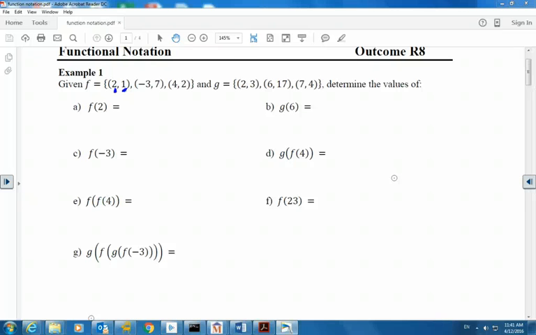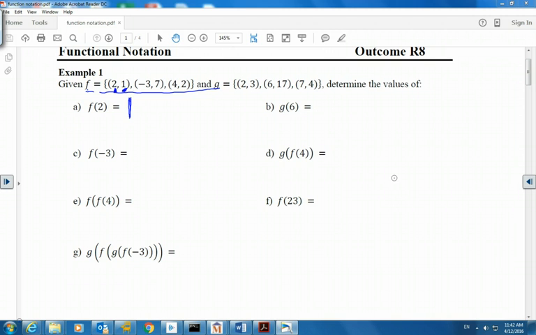Okay, so what is the first one? A is saying f of 2. What is it asking you to figure out? Find the y value when x is equal to 2. So we're going to look at the function f, so that means we're going to look at this function here, and we're going to find which one has an x value of 2. The first point? And what is the y value there? 1. So the answer for this is 1. Simple enough? You're just looking it up.